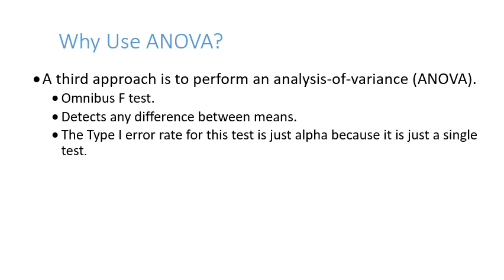So Anova is the Omnibus F test, and it detects any differences between means between groups, but your type 1 error rate for this test is just your alpha because it's a single test. So it detects if there's any differences between groups, but it's only one test, so it only has one chance of making a type 1 error.